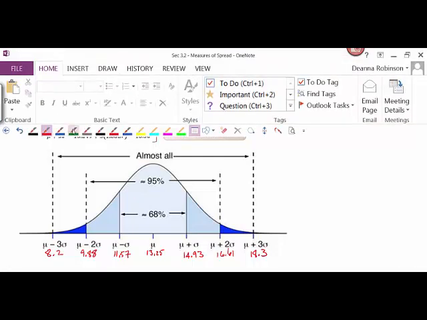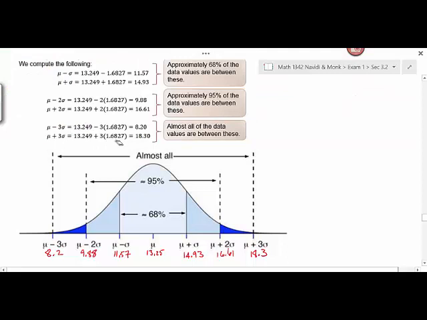Our standard deviation for this problem was 1.6827. That's approximately 1.68. If we look at the difference between these numbers, we see that it's the same. It's approximately 1.68. Does that make sense? Because how we're getting from one number to the next is we're adding that standard deviation. Now, because of rounding, we may be off just a little bit, but this is the general idea. It's always true that this difference between consecutive numbers is going to be equal to your standard deviation. Any questions about that?